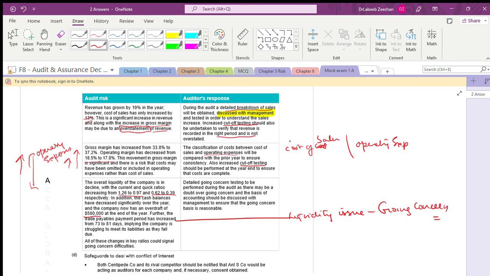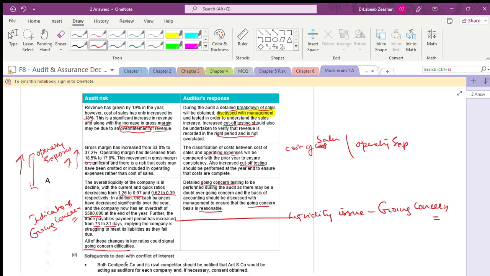Payables have increased from 70. These are all indicators of going concern. All these changes in key ratios could signify going concern difficulties. Detailed going concern testing should be done. What are the assumptions they have taken on the going concern should be discussed, to ensure that there is reasonable assurance for a going concern.